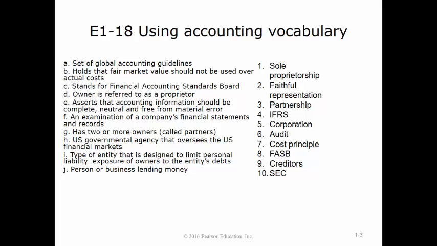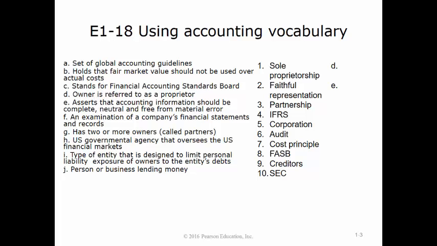In this slide, we are going to match the terms 1 through 10 with the definitions A through J. Try these yourself and then see if you have the correct answers as I go through each one. A sole proprietorship would be D. Owner is referred to as a proprietor. Faithful representation would match to E. Asserts that accounting information should be complete, neutral, and free from error.